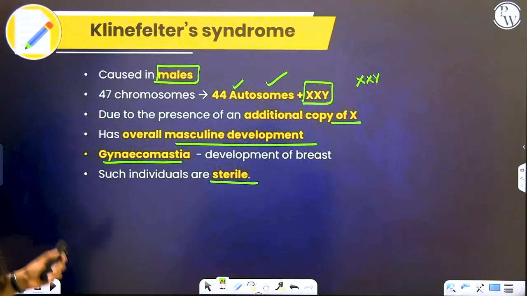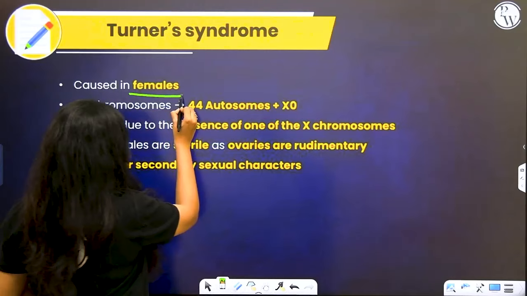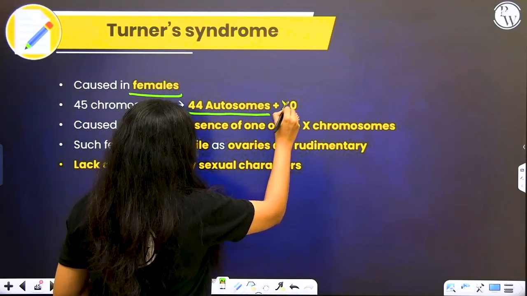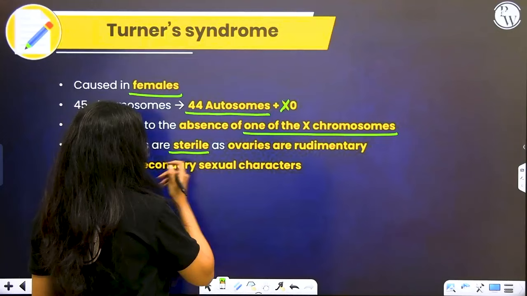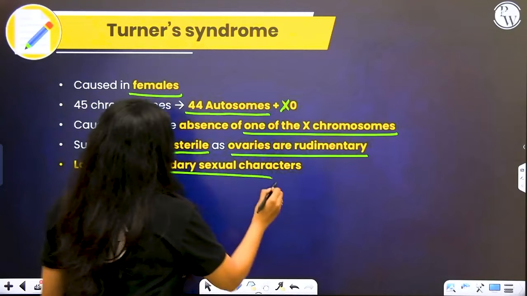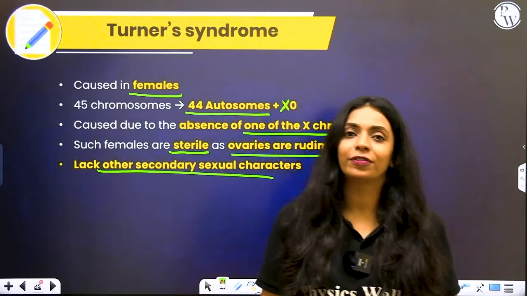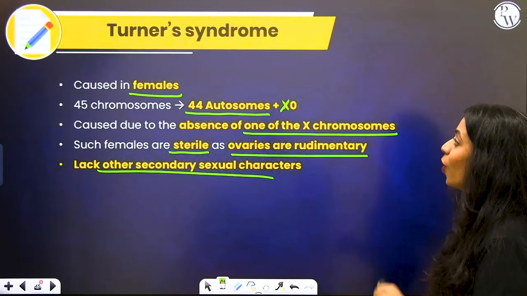Finally, we have Turner syndrome. This is caused only in females. They have normal number of autosomes, but only one X chromosome. The other X chromosome is absent. Similar to how Klinefelter's males are sterile, Turner's females are sterile because their ovaries are not developed. They are rudimentary. They also lack other secondary sexual characters that we see in females, like the development of breasts and widening of the hips. All of that also does not happen in people who suffer from Turner syndrome. So this was all about the chromosomal disorders.